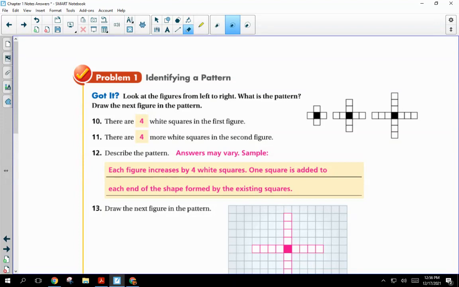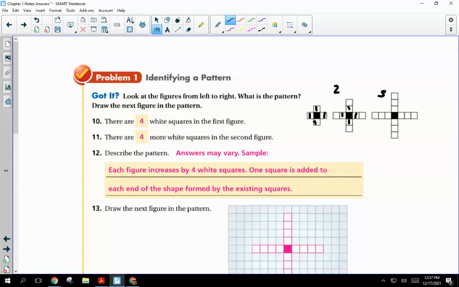So the pattern is every single time, right, there's a black square and you're adding one white square to all 4 corners. So here's 1, and here's 1 again, but you added 1 more on the outside. Now they have 3, so this has 2 on each corner. Now they have 3. So there are 4 white squares in the first figure. There are 4 more white squares in a second figure.